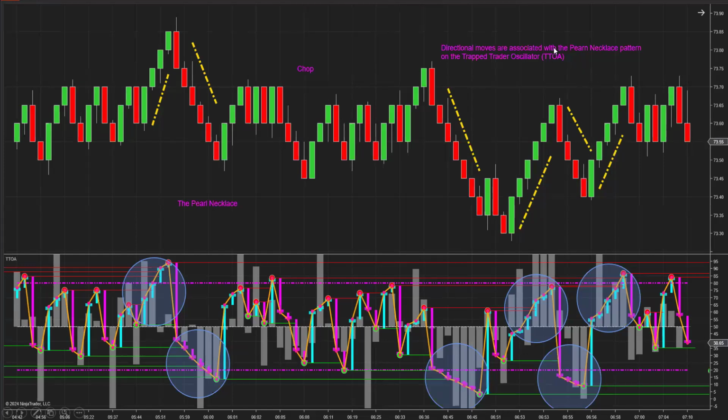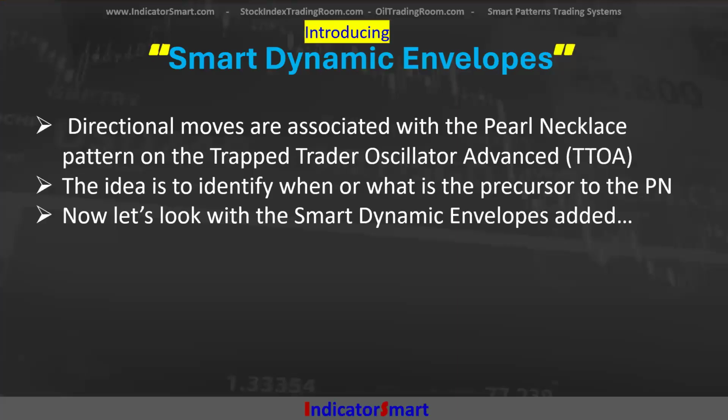So directional moves on the chart in the price are associated with the pearl necklace pattern on the trap trader oscillator. That's the general concept that we're dealing with here. So directional moves in price are associated with a pearl necklace pattern on the trap trader oscillator, and the idea is to identify what is the precursor to the pearl necklace.